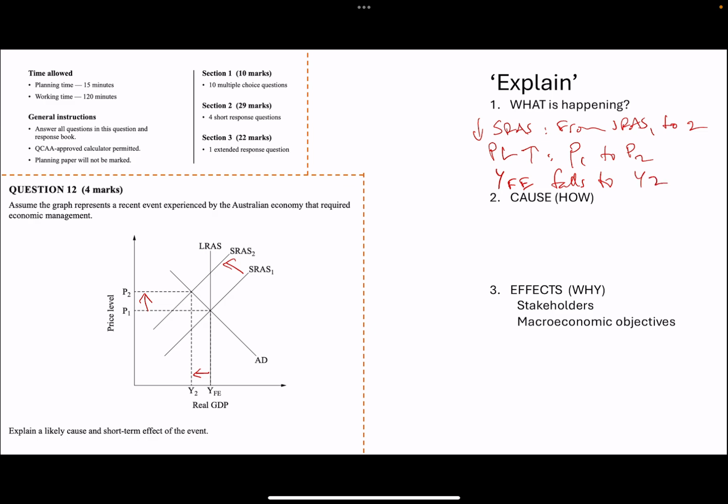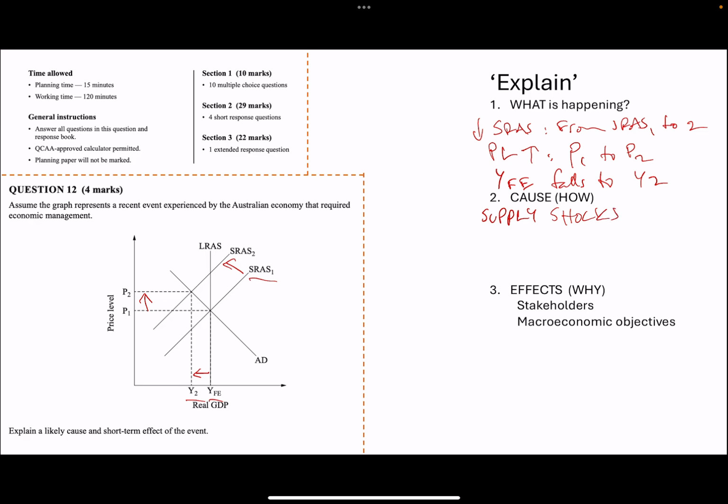You'll notice that I've been very, very clear in using the annotations as they're presented on the diagram in front of me. Very important to be clear on that. Don't make up your own annotations, use the ones that are presented to you. How does this happen? This tends to happen in economics through what we'd refer to as supply shocks.